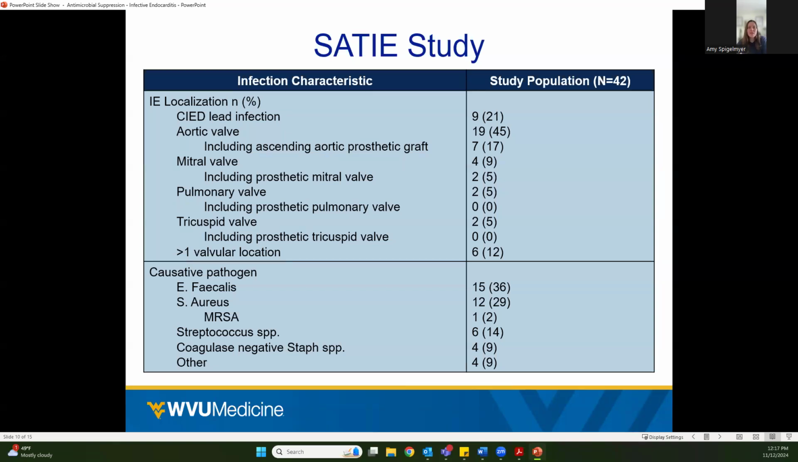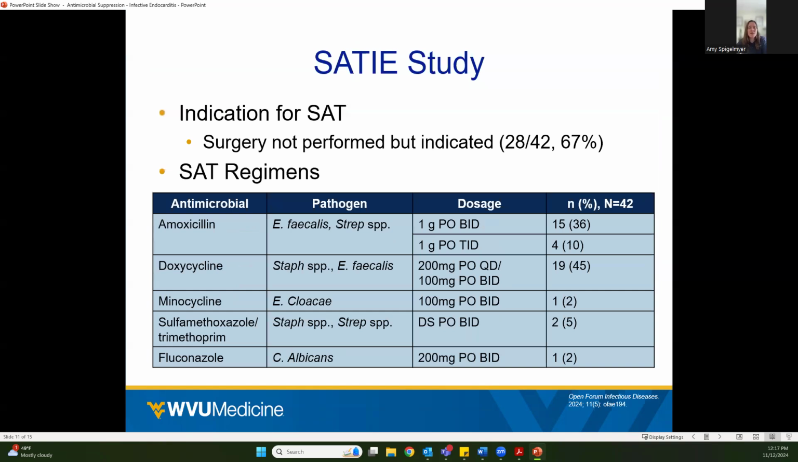And then on the next slide here, the authors talk a little bit about the actual indication for suppressive antimicrobial therapy. The most common indication in the authors' minds was surgery not performed, but indicated, in 67% of patients. In the rest of the patients, it may have been related to retained hardware or lack of clinical improvement.